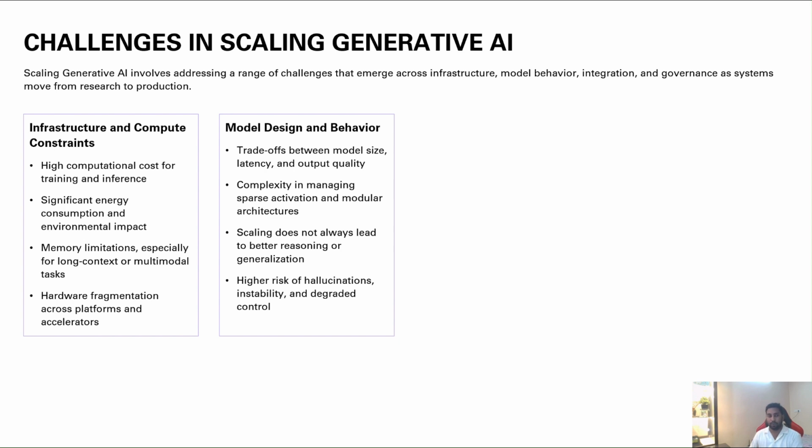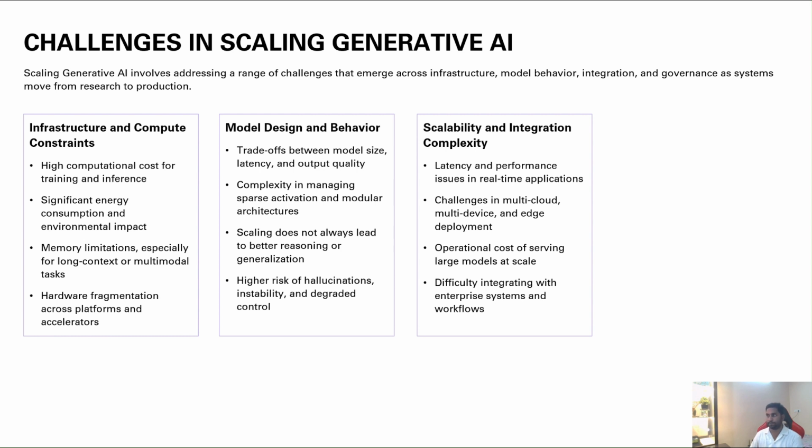Then the second, we have model design and behavior. As models grow larger, we often expect better performance, but that's not always the case. In fact, bigger models can sometimes behave unpredictably. We face trade-offs between size, latency, and quality. So sparse architecture and mixture of expert models introduce new engineering complexity. And as the model scales, so does the risk of hallucination, instability, and lack of control.